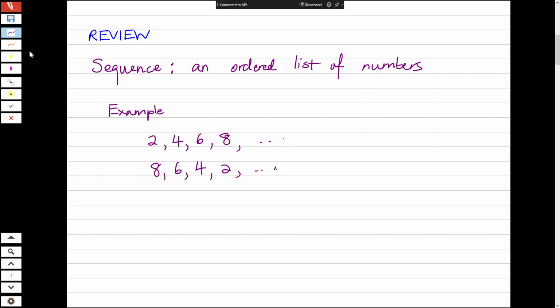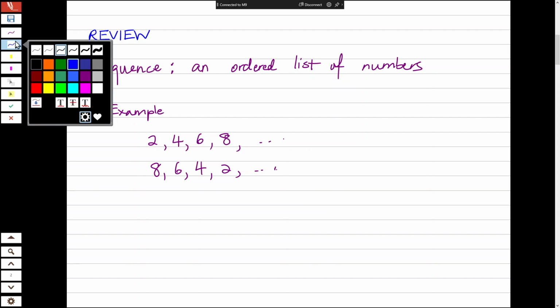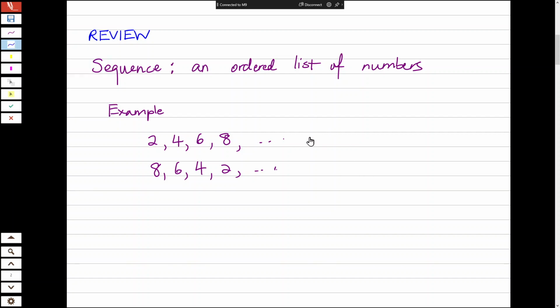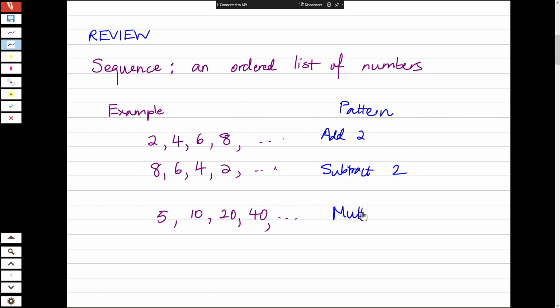So, since we're a small group, I think I can actually just pick on people. So, Jason, what is the pattern in the first sequence? Plus 2. Great. Okay, Kaylin? Plus 5. Harry, what's the pattern here? Double? Great, excellent.